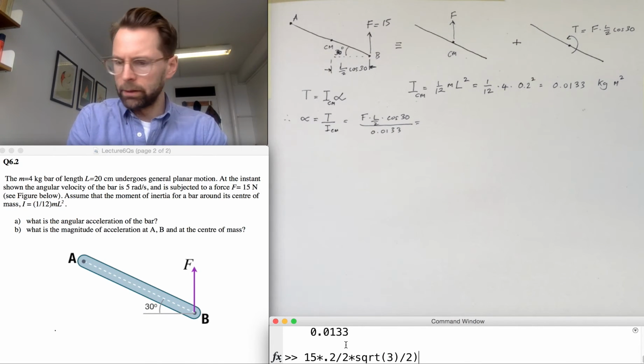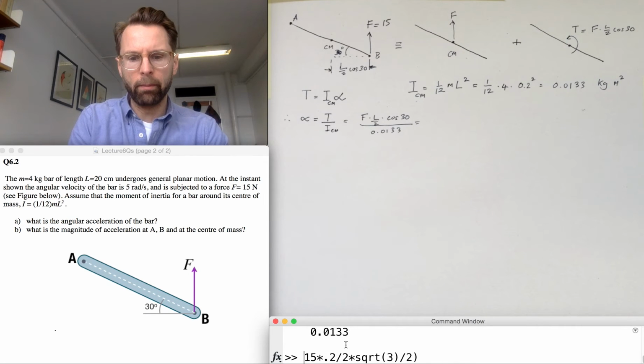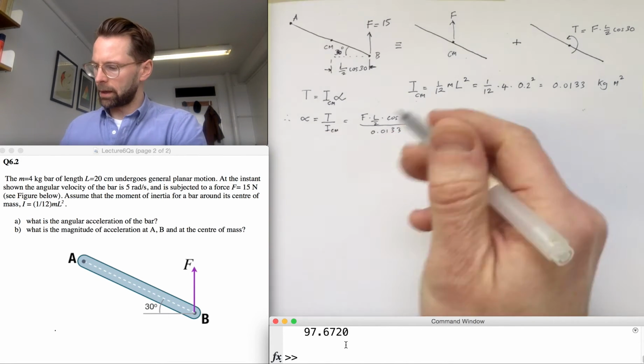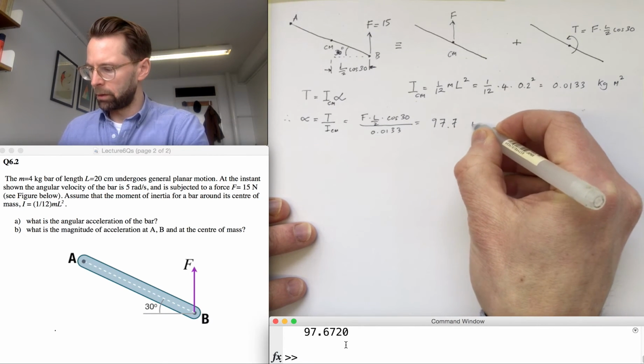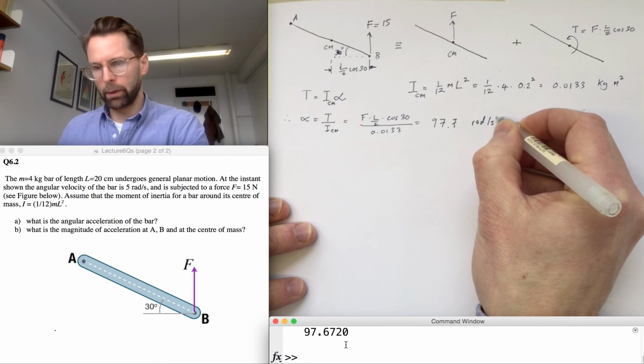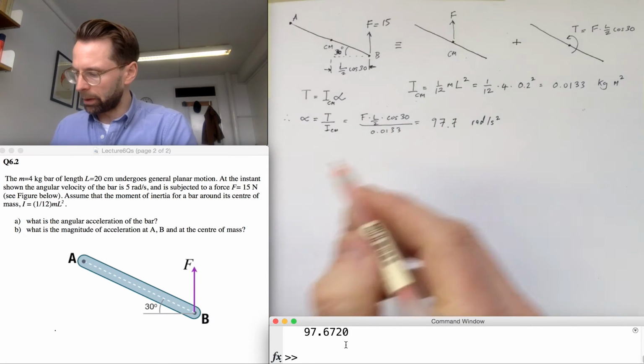And that is all divided by the moment of inertia, which is 0.0133. That gives us our angular acceleration of 97.7 radians per second squared. And that's the first part of the question.